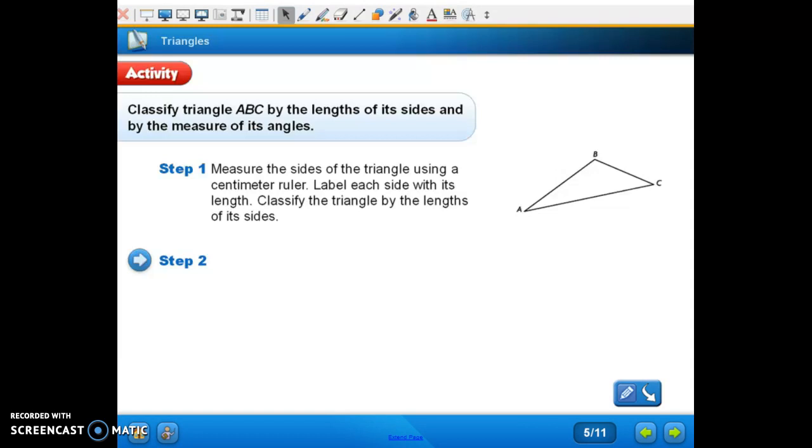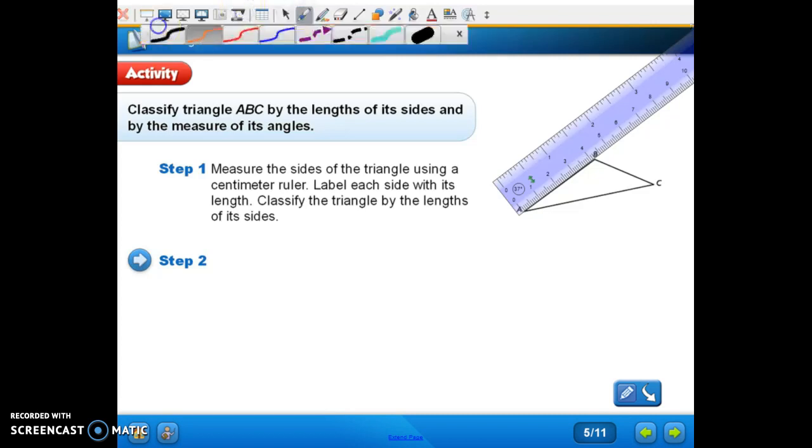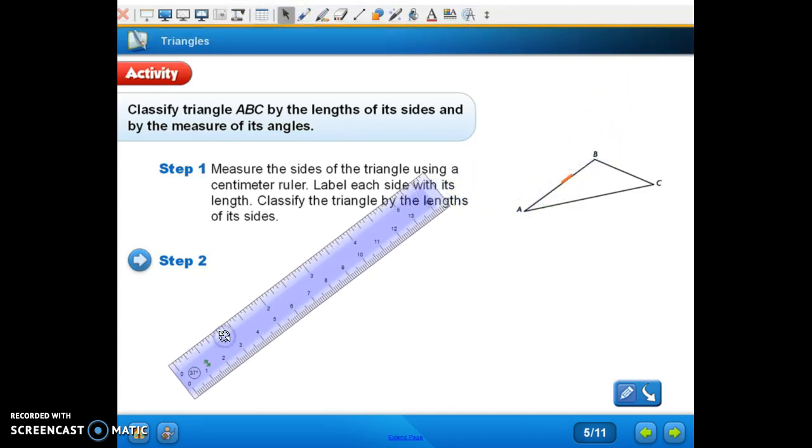Classify triangle ABC by the length of its sides and by the measure of its angle. Measure the sides of the triangle using a centimeter ruler. Label each side with its length. Classify the triangle by the length of its side. Okay, so if we're going to measure side AB, what did we get? 4 centimeters. Are any of these sides the same size? No. So this one is 4 centimeters.